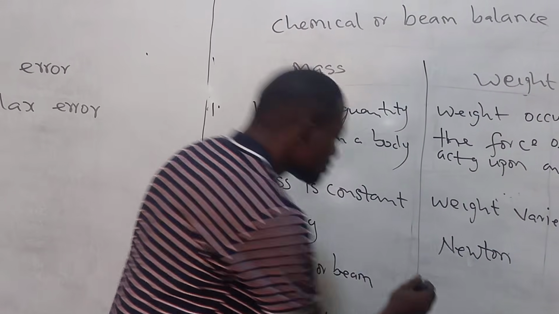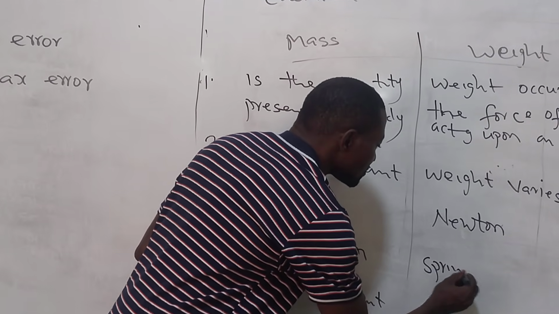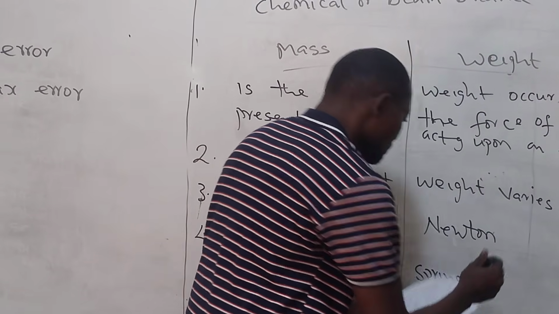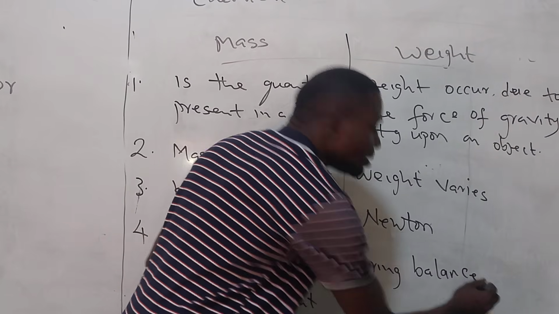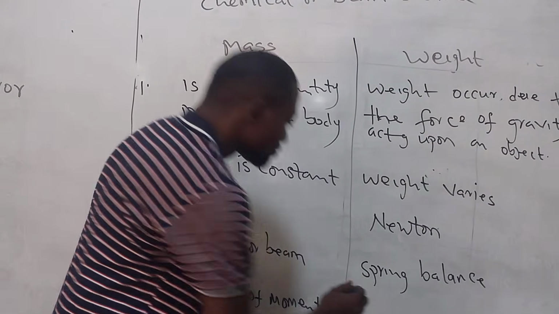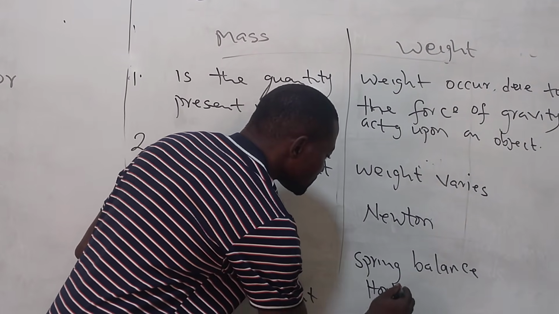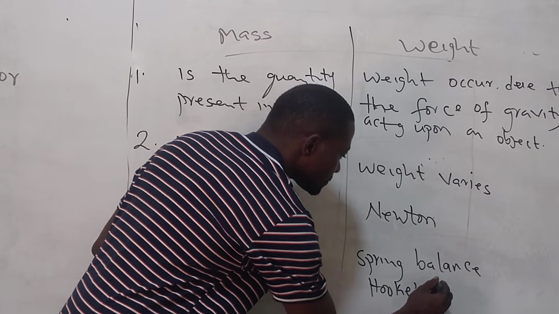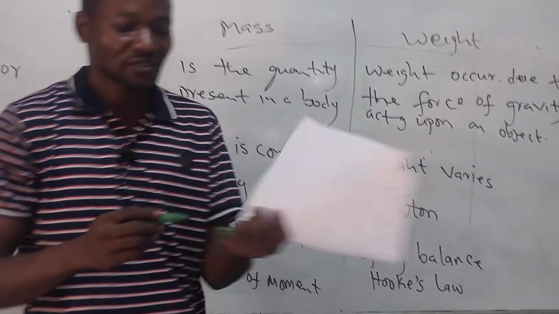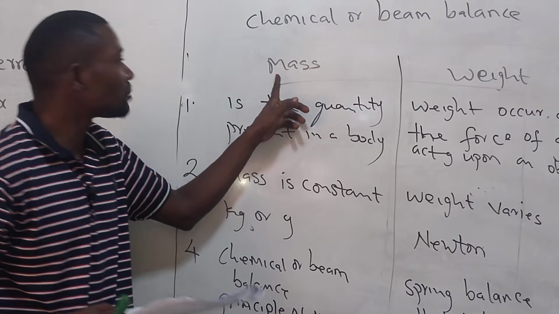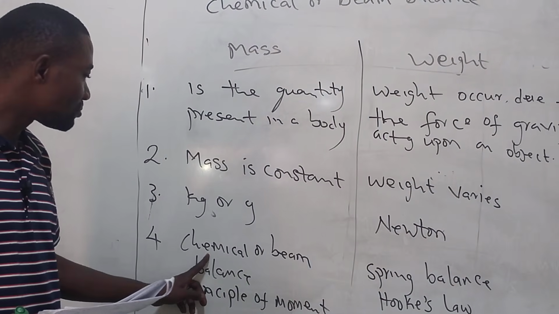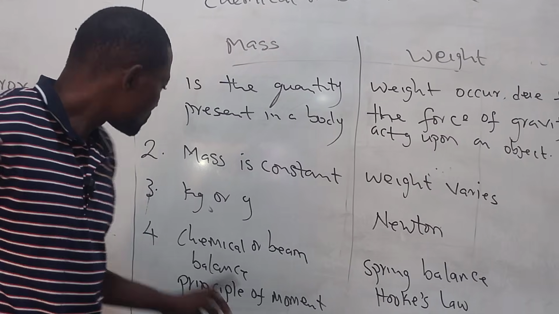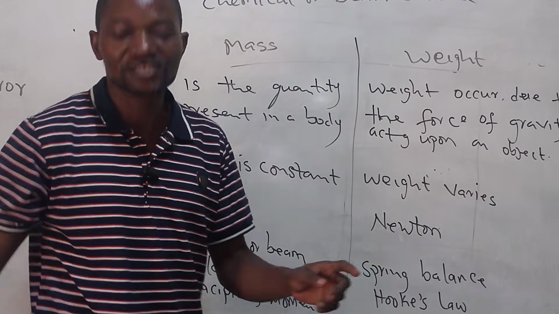While weight is measured using a spring balance, and it works based on Hooke's law. I believe you have seen the difference, that mass is not the same as weight. So we say we measure mass using a chemical or beam balance. Have you seen it before?